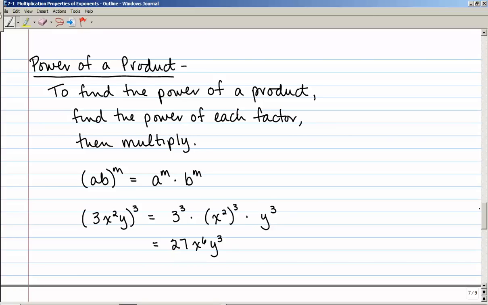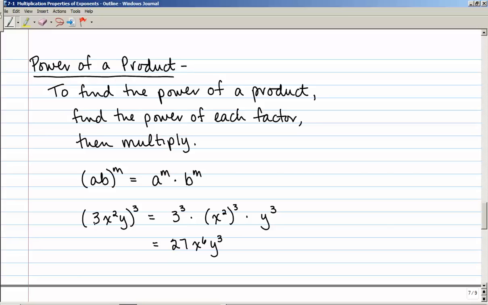The power of a product. To find the power of a product, find the power of each factor and then multiply. So for example, here I have a times b raised to the power of m. A times b, that's my product. And if that whole thing is raised to the power of m, that's the same thing as saying a to the m times b to the m. So you can break those apart.